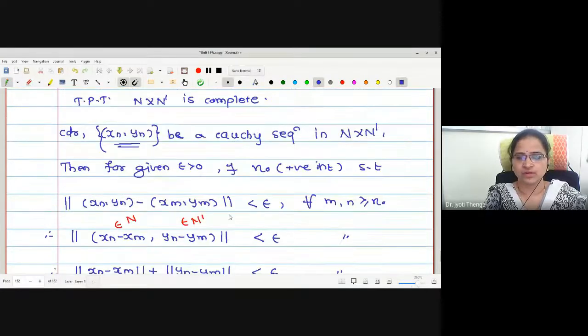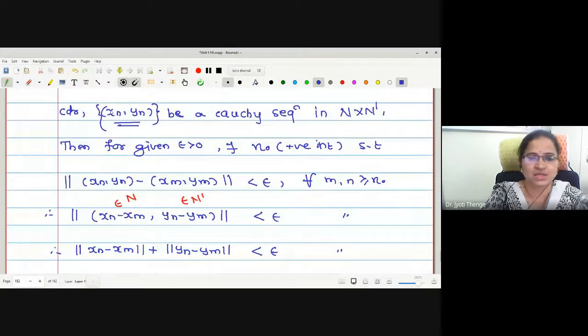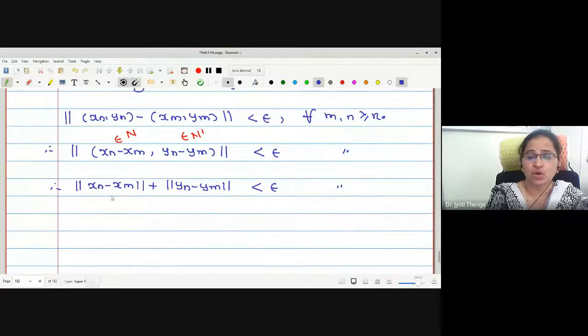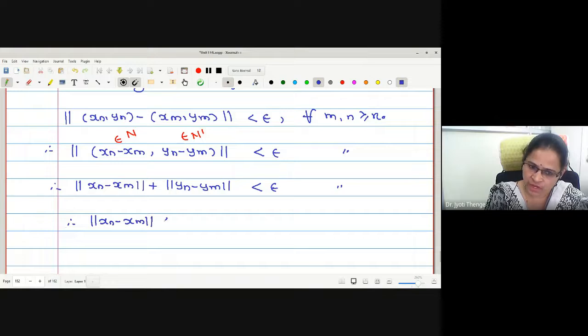I think you have heard up to this Cauchy sequence definition, right? We have started with the Cauchy sequence (xn, yn) in N cross N dash, and then we have written the definition. Now here we have reached, by using the definition, right? If the addition of two non-negative terms is less than epsilon, can I write that individually the terms are less than epsilon? Yes, ma'am. So norm of xn minus xm is less than epsilon and norm of yn minus ym is less than epsilon with the same condition.